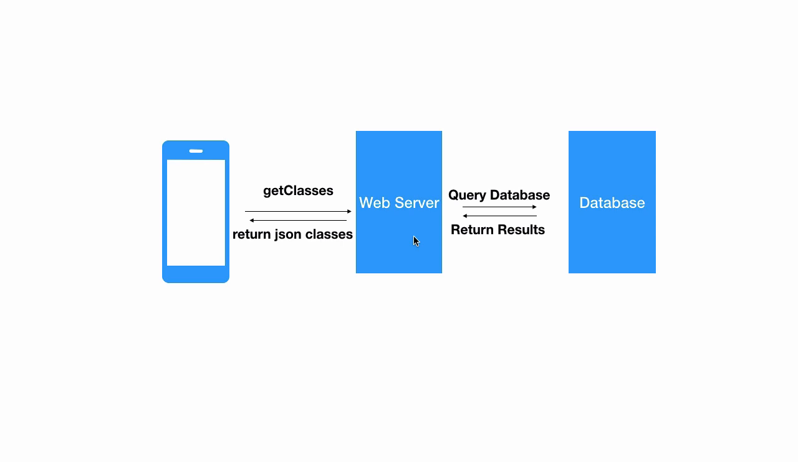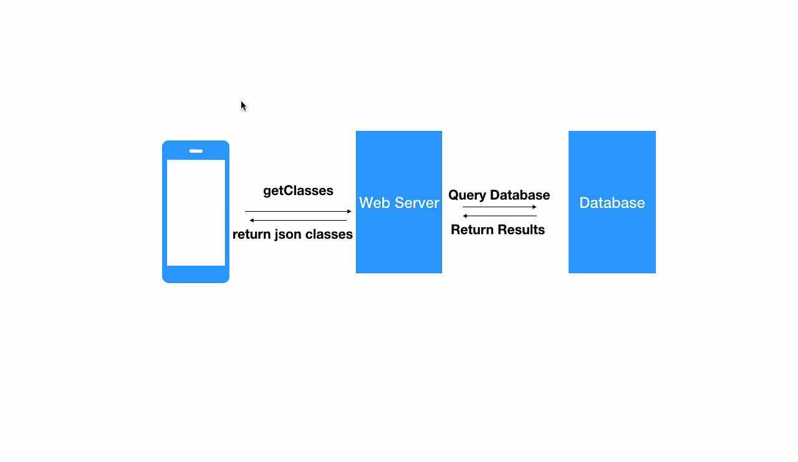Then the web server is going to do some massaging on the data and return that back to the app in a JSON format with an array of classes. And then our app is going to be able to display the classes to the end user.